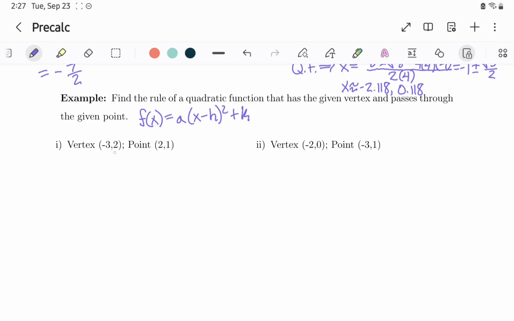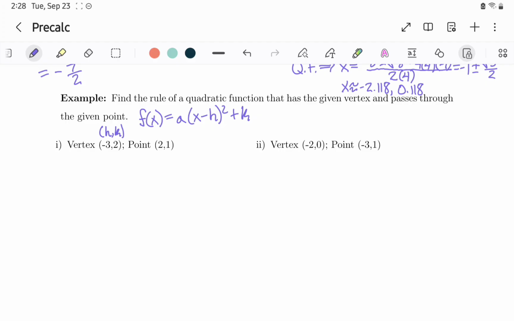In the first of these examples, we are told that the vertex is going to be at the point (-3, 2). So this is our (h, k) for the vertex. And it passes through the point (2, 1). So we are going to use this information to solve for a.